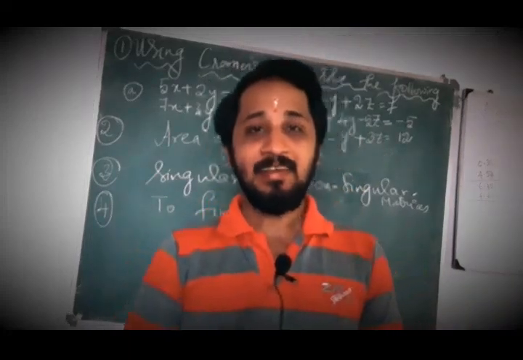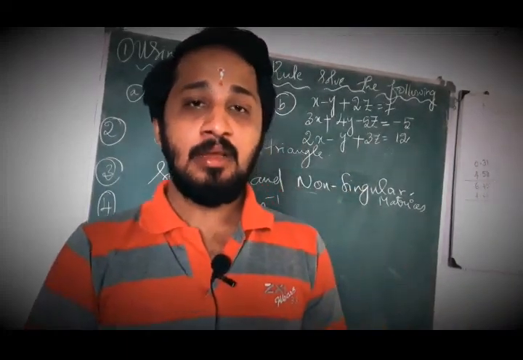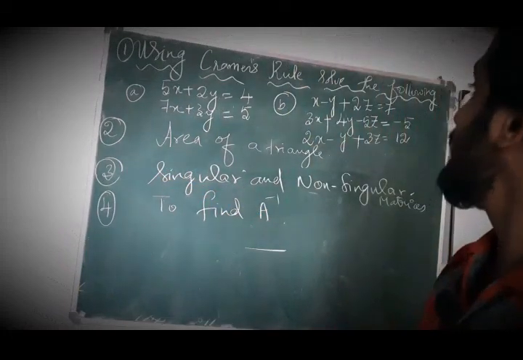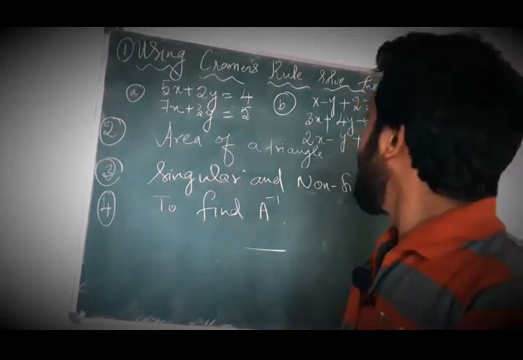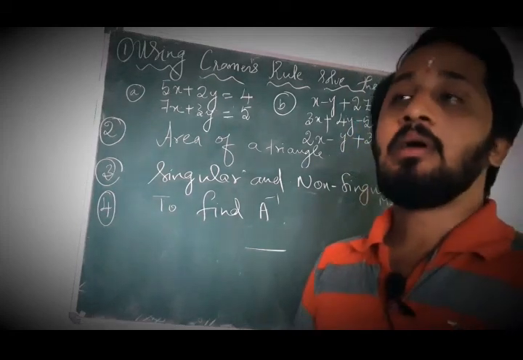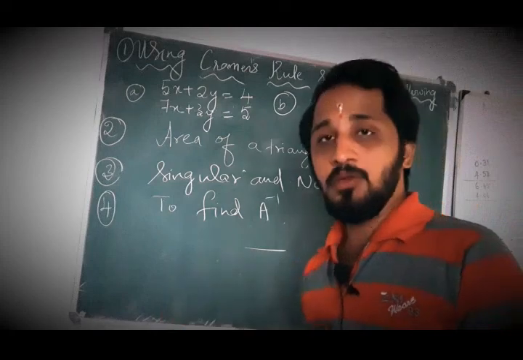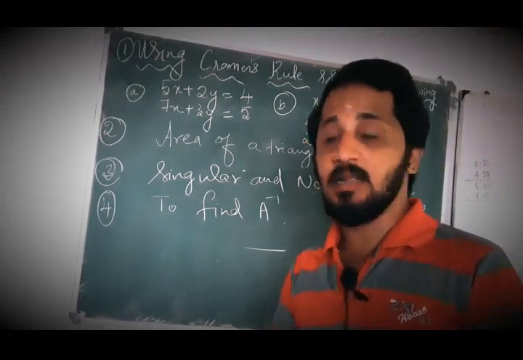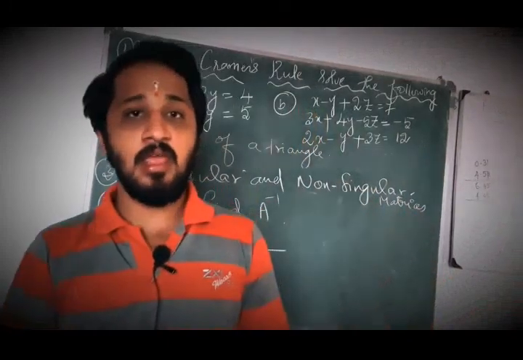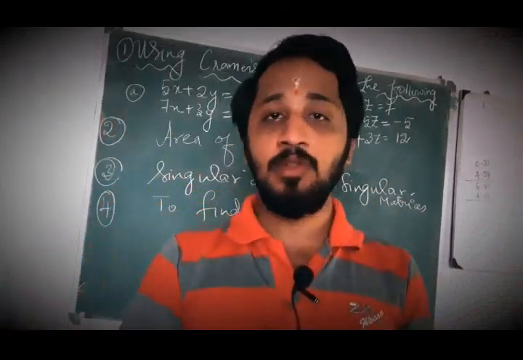Good morning everyone. In this episode we are going to solve some problems using Cramer's rule, then see the area of the triangle. In this chapter I have told you that we are going to study two more types of matrices, that is singular and non-singular matrices, and how to find A inverse. Let us move on to this episode.